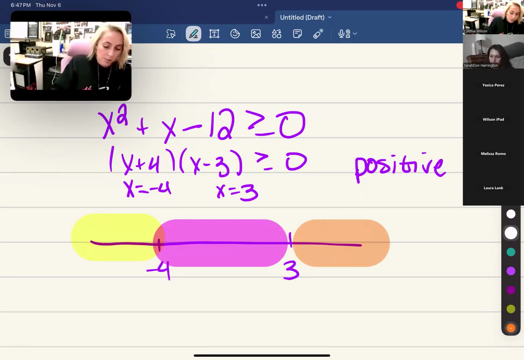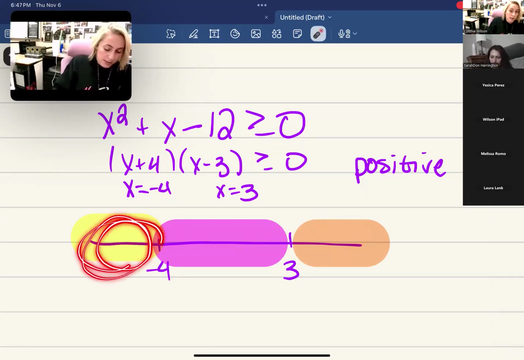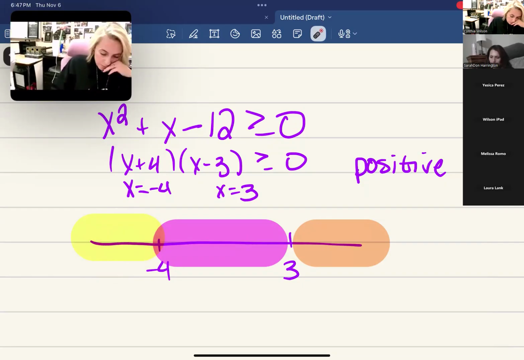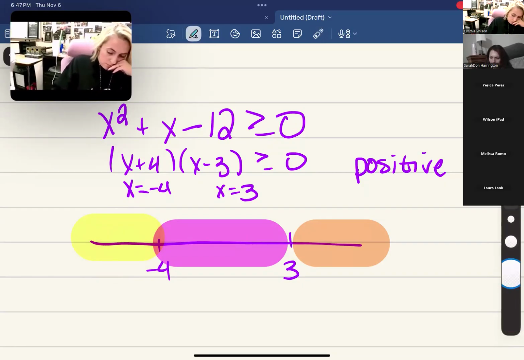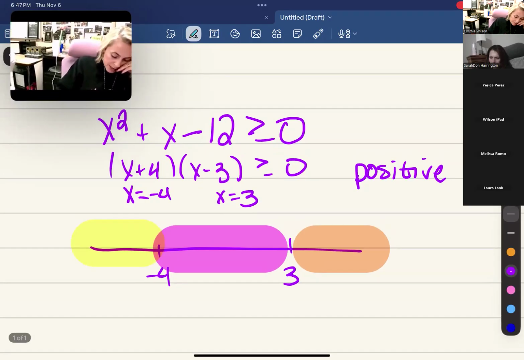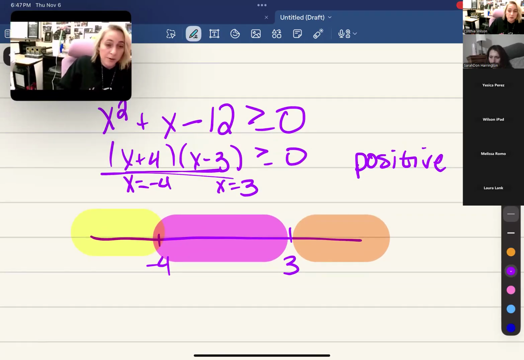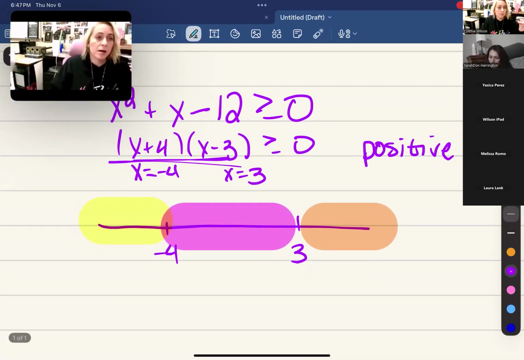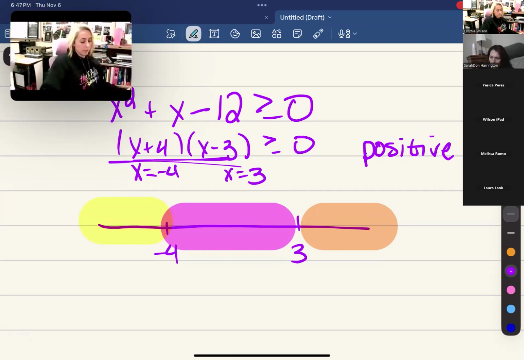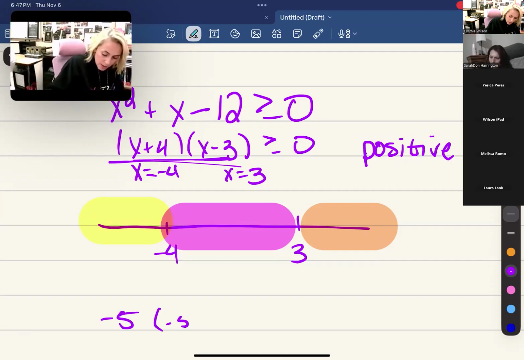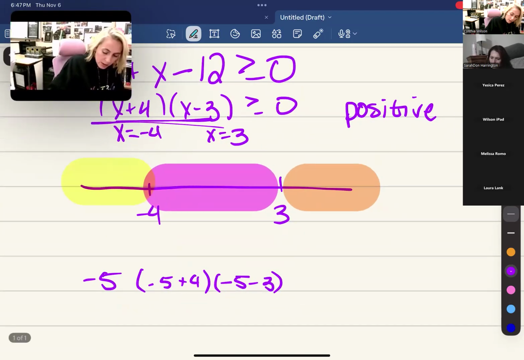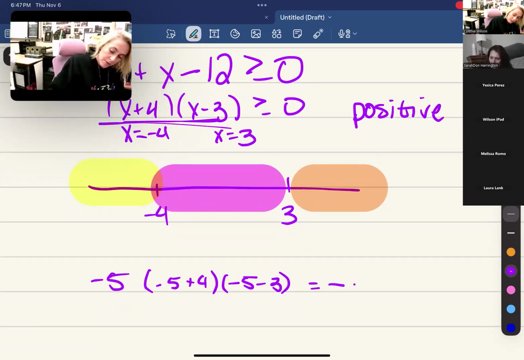Okay. So I'm going to choose a value that's less than -4, like -5. So I'm going to plug in a -5 to this and see if I get a positive solution. I don't care about the number so much as the sign. Is it positive or negative? So I'm doing -5. This would be -5 plus 4, -5 minus 3. So I'm going to get a negative number times another negative number, which is positive.